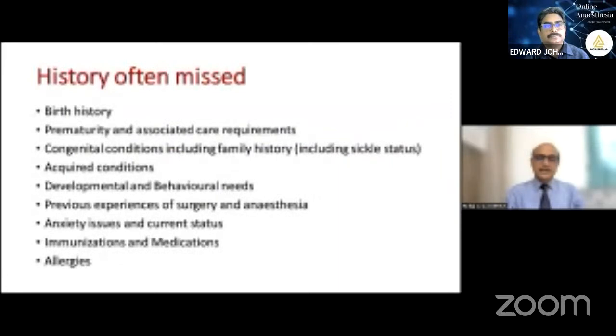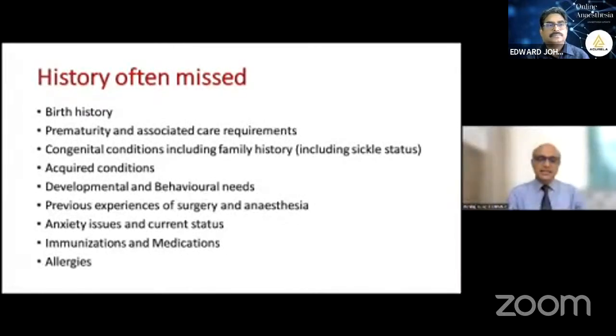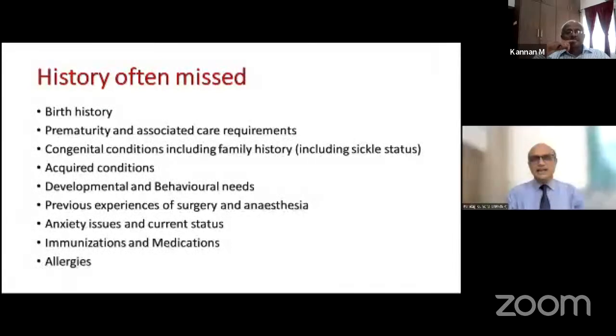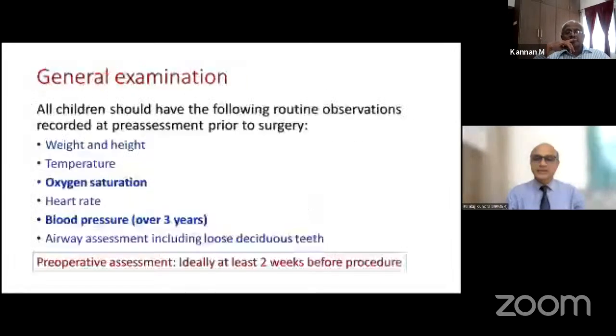Even in children, there are some aspects which are generally missed. Apart from the brief history which we normally take for children, it's important to assess other points like prematurity, congenital conditions, including family history, acquired conditions, development and behavioral needs, previous experience of surgery and anesthesia, anxiety issues and current status, immunizations, medications and allergies. Some of these points are generally missed when we look at children. So these also need to be emphasized and a detailed history needs to be taken.